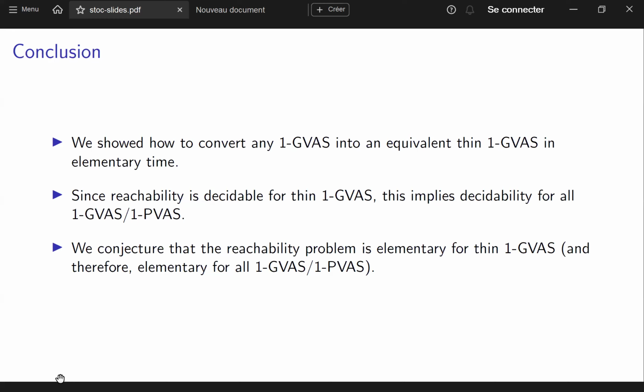And finally, we are currently working on a new elementary algorithm for reachability in fin one-dimensional grammar VAS. This would prove that in dimension 1, the reachability problem is elementary for all grammar VAS and for all pushdown VAS.